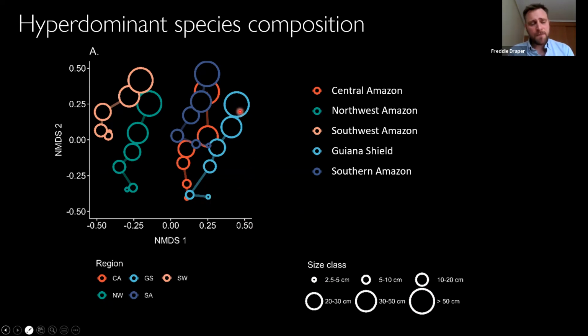And you can see there's clear patterns. These hyperdominant species clearly vary across this x-axis in terms of the different regions, the different colors. And then there's this second compositional axis of size class. So they vary across size class and they vary across region. And that's very clear, I think. So different species dominate the understory compared to those species that dominate the canopy. And that varies across regions.